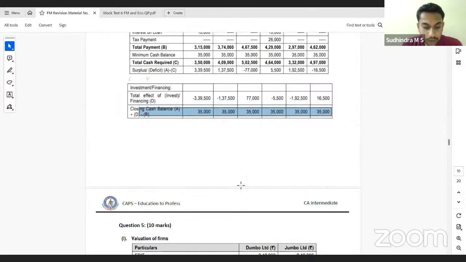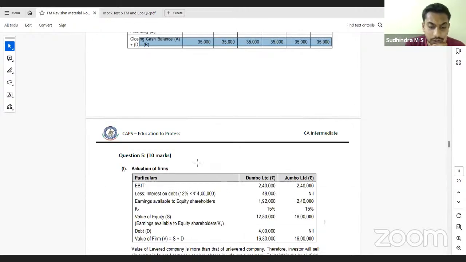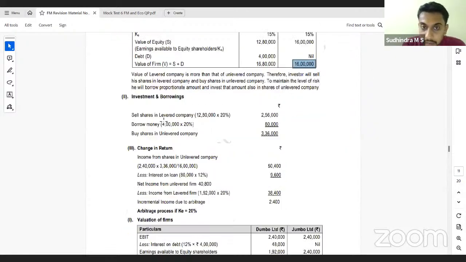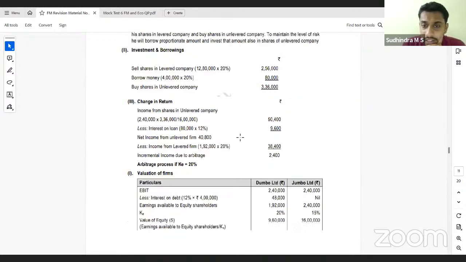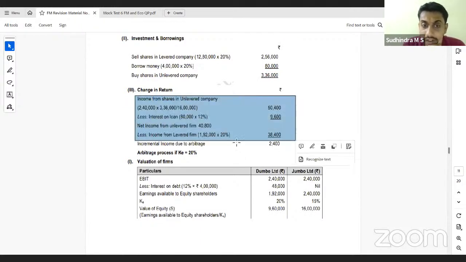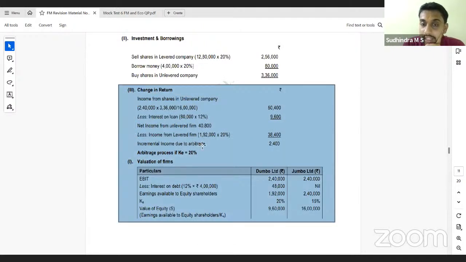Then question number 5. First, we have valuation of firms. In the sense, they are asking the incremental change. So valuation of firms, all this calculation complete in detail, 1 mark. Getting the final answers, half mark each. Then calculation of investment and borrowings. The calculation carries 1 mark. Final answer of 336,000 carries half mark. Change in return. The calculation carries 1 mark, and final answer incremental income due to arbitrage 2,400.